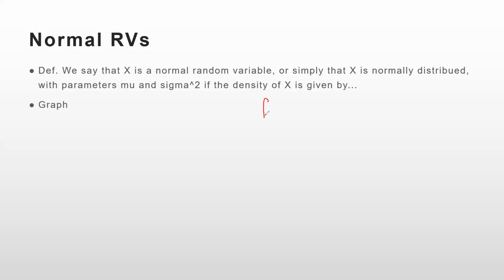So the density function is 1 over the square root of 2 pi times sigma, it's on the bottom, and then e to the negative of x minus mu squared over 2 sigma squared, when x is greater than negative infinity and less than infinity.